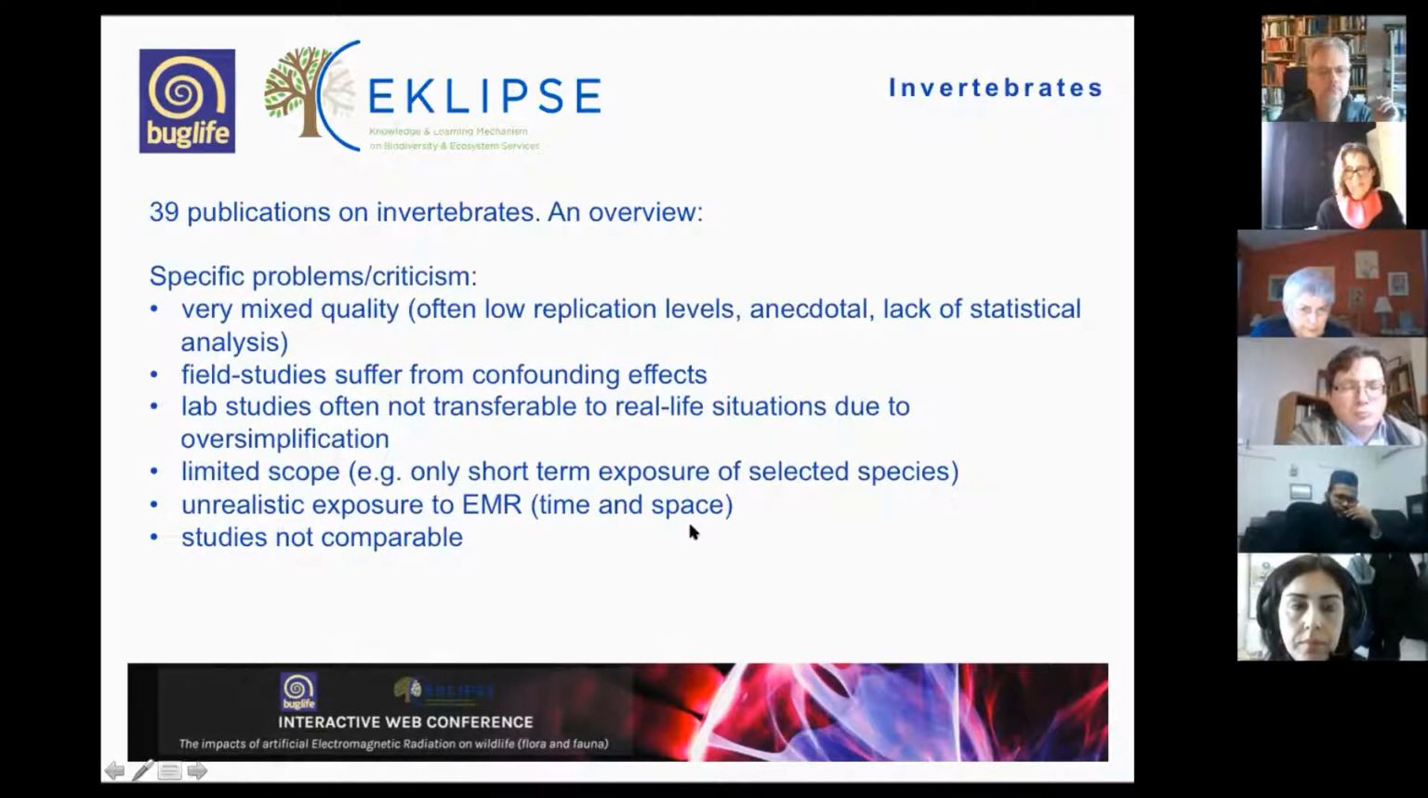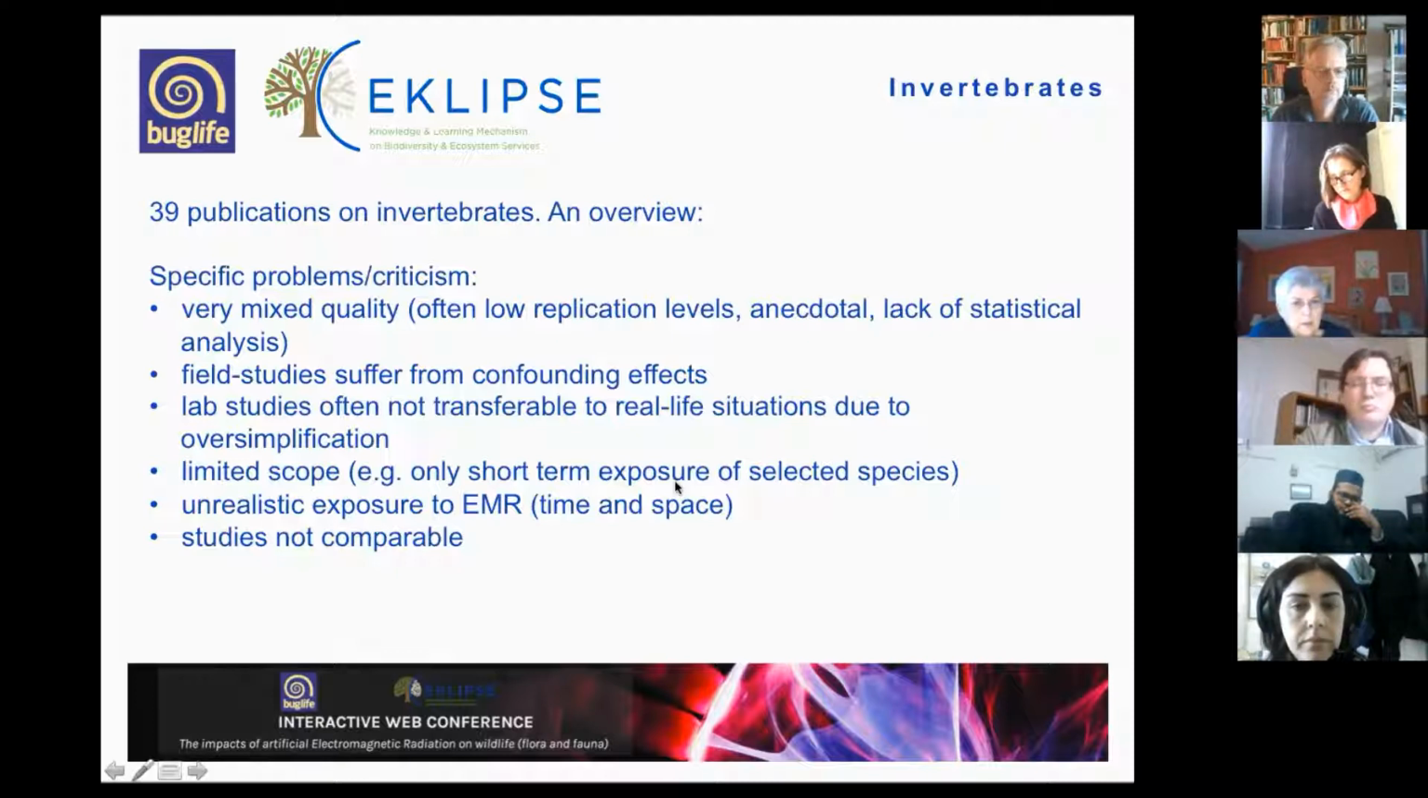So some more specific problems with the 39 publications, or criticisms. There was very mixed quality, as I already mentioned. Some had very low replication levels, some were not replicated at all. This makes them anecdotal and not of scientific interest. And quite a few had a complete lack of statistical analysis as well. The field studies, 3 of them, suffered from some confounding effects, as is usual for field studies, unfortunately.